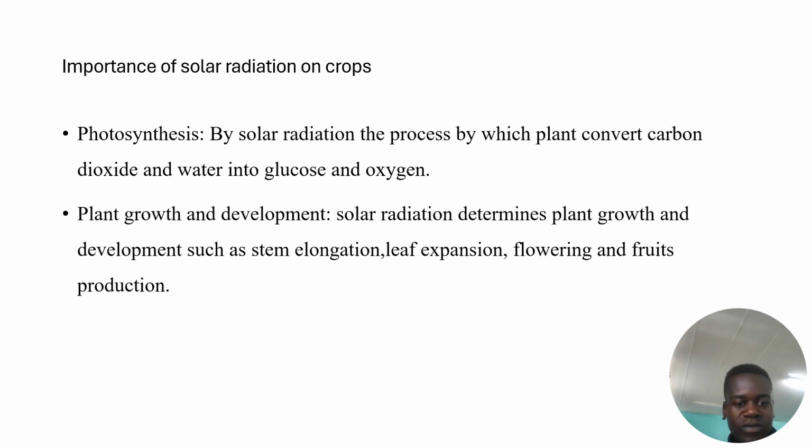I'm going to continue about the importance of solar radiation on the crop. For photosynthesis, solar radiation drives the process by which plants convert carbon dioxide and water into glucose and oxygen. Another is plant growth and development. Solar radiation determines plant growth and development, such as stem elongation, leaf expansion, flowering and fruit production.